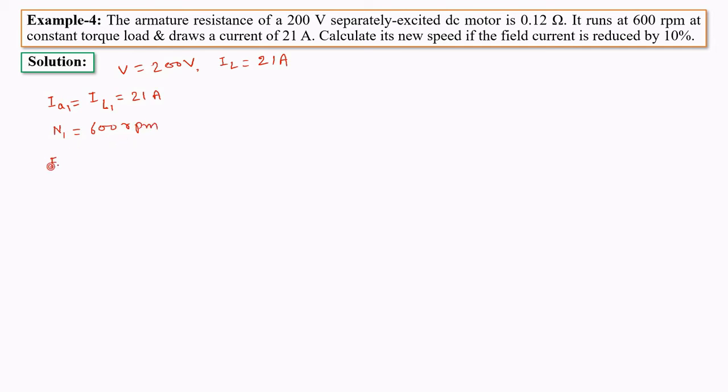Therefore, the back EMF in the first condition can be written as V minus IA1 into RA, that is 200 minus 21 into the armature winding resistance, which is 0.12. So the back EMF of the initial condition is 197.48 volt.